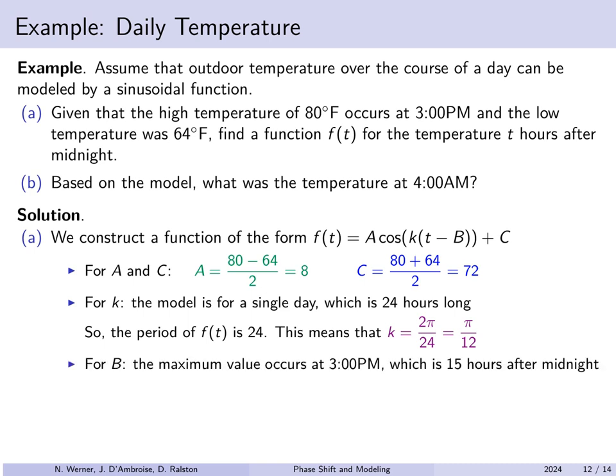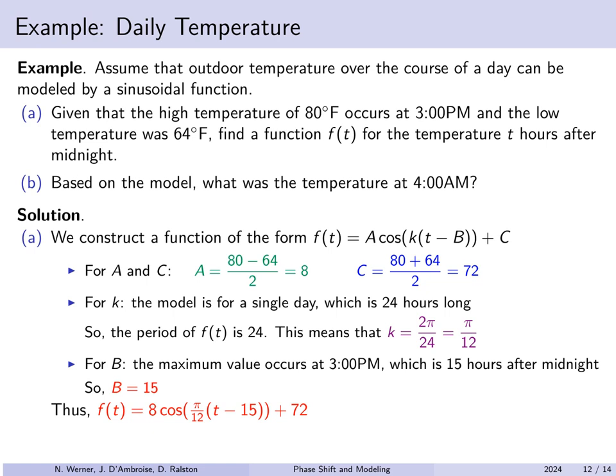b is a phase shift. Since we have chosen to use a positive cosine curve because we were given a high temperature, we just need to input the time corresponding to this high temperature. 3 p.m. is 15 hours after midnight. We were told to use a function where t represents hours after midnight. So we set b equal to 15, and that gives us our function f of t is 8 times the cosine of pi over 12 times the quantity t minus 15, all plus 72.